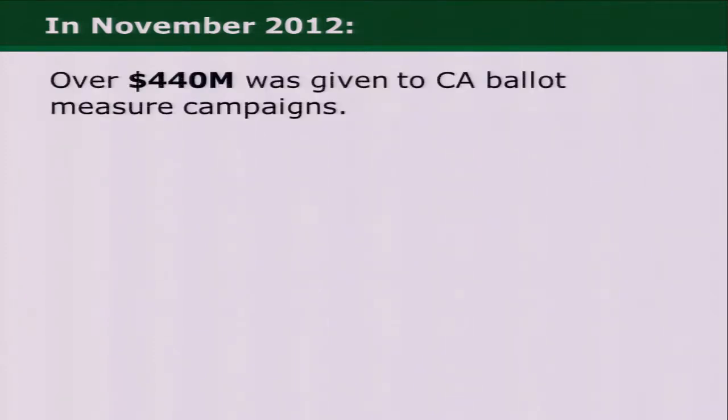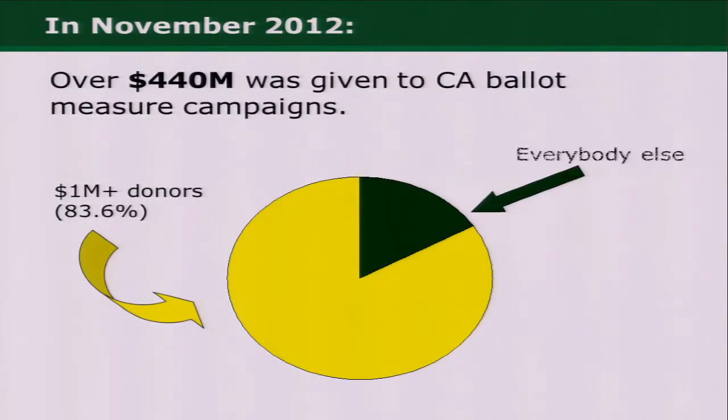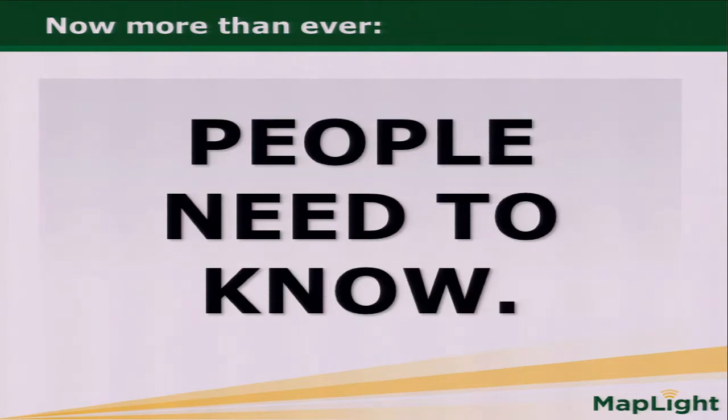So if we look at the November 2012 election, it actually turns out that there were over $400 million contributed just to our ballot measure campaigns in California. If we look at where that money came from, almost 85% of it comes from $1 million plus donors. There are 54 of those. So 85% of the money going into the ballot measure campaigns coming from just 50 people. When this kind of situation is something that we have on our hands, it is not an unreasonable statement to make to say that now more than ever, people need to know where money is coming from.